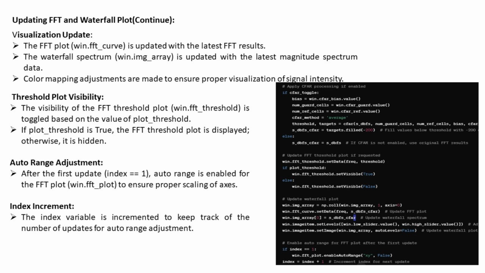Threshold plot visibility. The visibility of the FFT threshold plot, win.fft_threshold, is toggled based on the value of plot_threshold. If plot_threshold is true, the FFT threshold plot is displayed. Otherwise, it is hidden. Auto range adjustment. After the first update, index == 1, auto range is enabled for the FFT plot, win.fft_plot, to ensure proper scaling of axes. Index increment. The index variable is incremented to keep track of the number of updates for auto range adjustment.